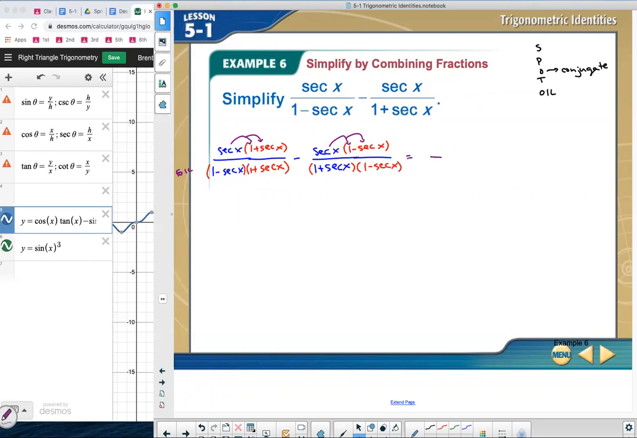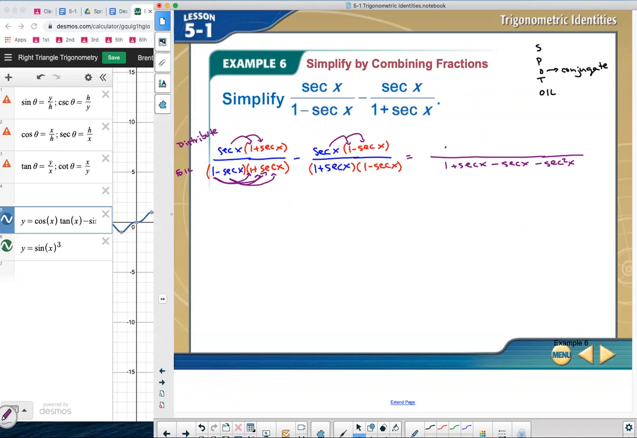Okay, so what will I have? And I know I'm going to have a common denominator. I can see that. The denominator is the same. So when I FOIL here, I have 1 times 1, and then 1 times negative secant, negative secant times 1, and a negative secant times a negative secant, or a positive secant squared. So negative secant squared.